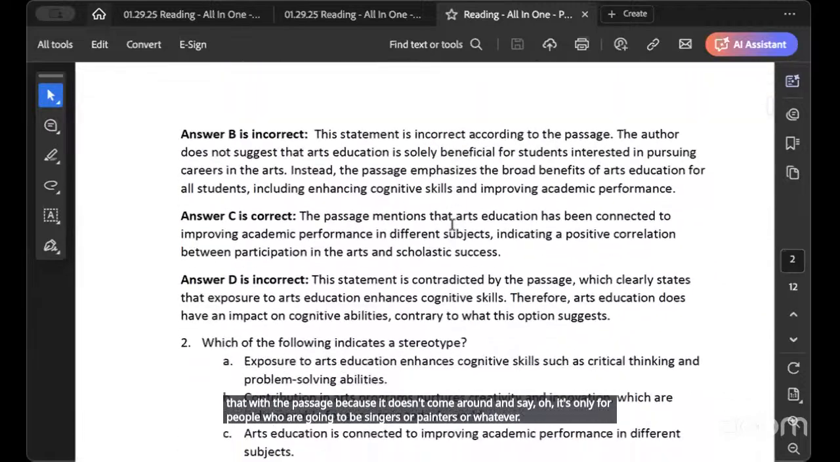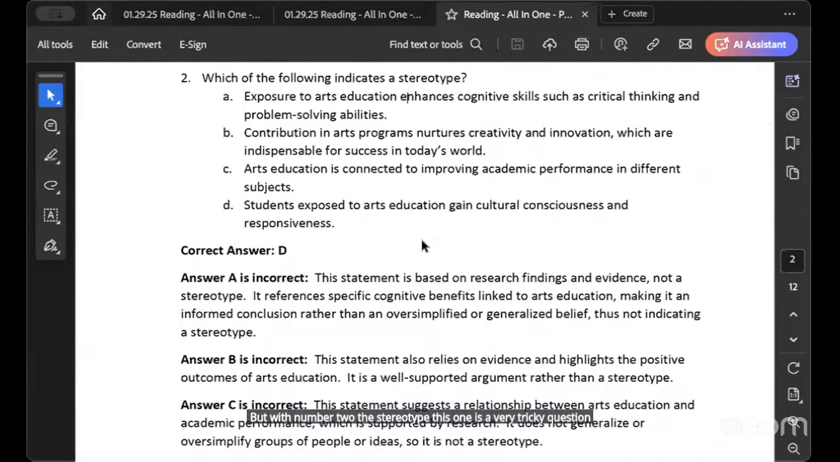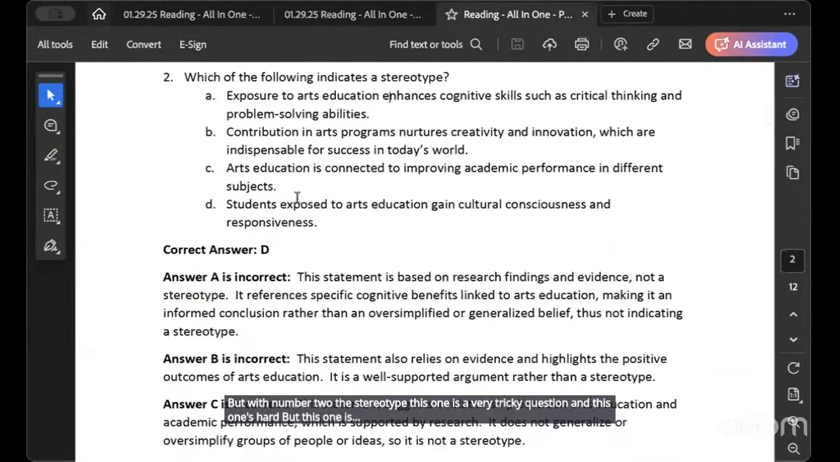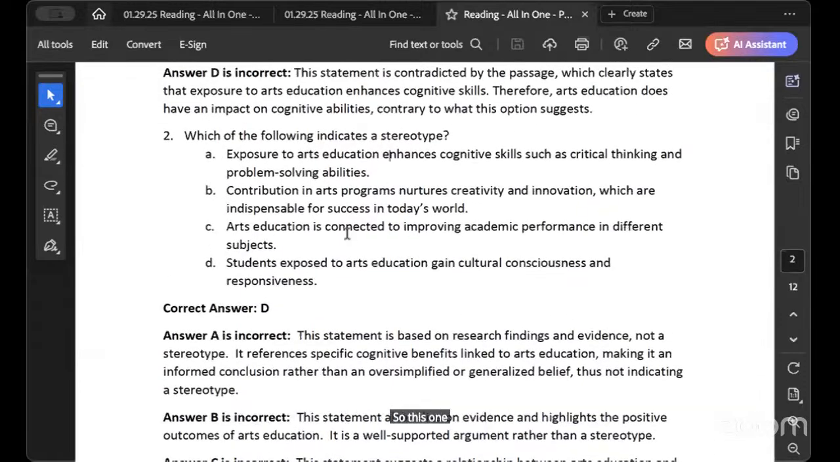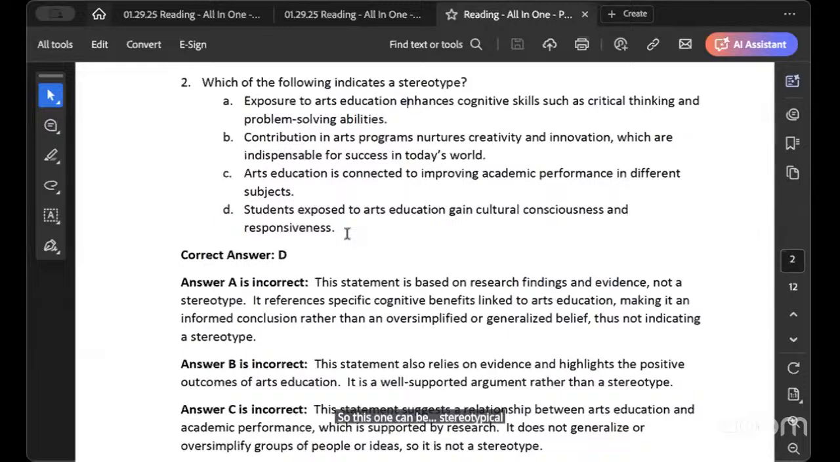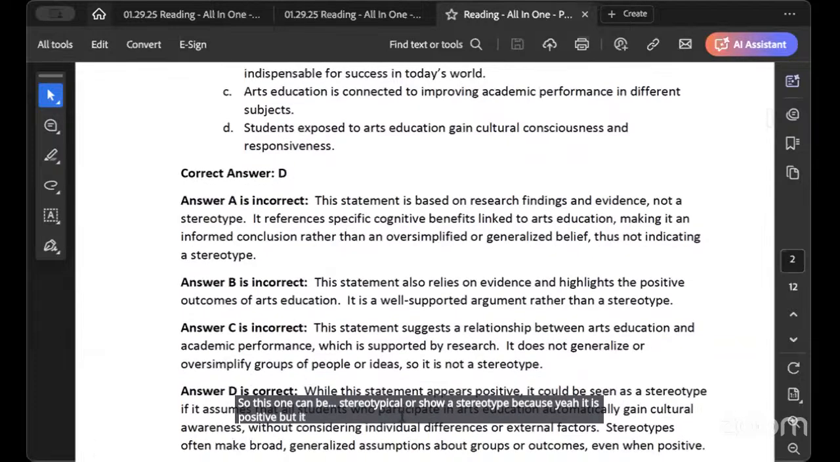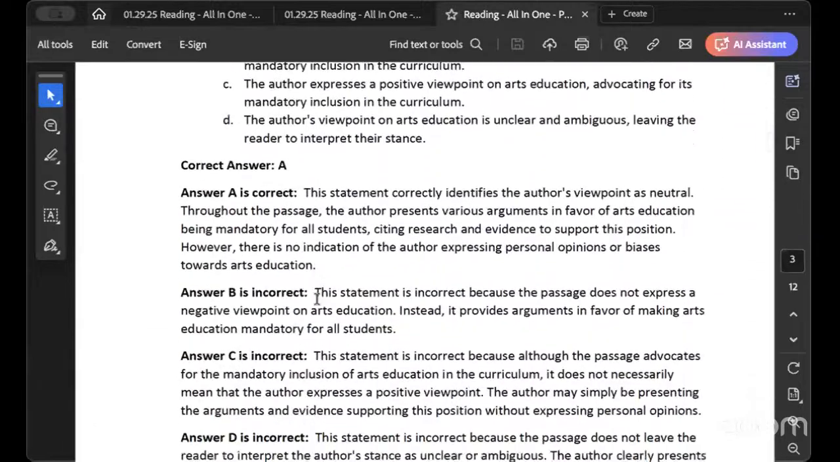But with number 2, the stereotype, this is a very tricky question and a hard one. It's the option that says students' exposure to arts education gains cultural consciousness and responsiveness. This one can show a stereotype because yes, it is positive, but it's assuming that all students who participate automatically gain that cultural awareness. It's making that general assumption. And then number 3 we talked about.